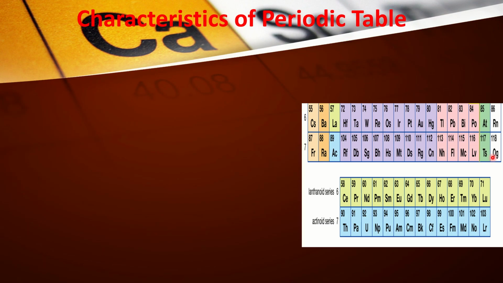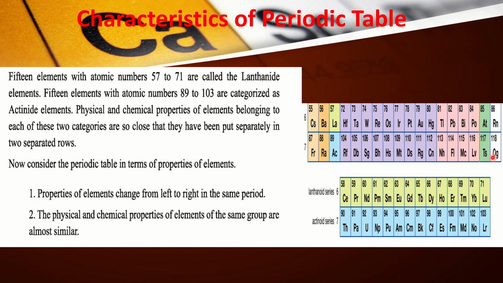Now, look, 15 elements with atomic number 57 to 71 are called the lanthanide elements. Look here, from 57 to 71, 57 lanthanum, and from 58 to 71, these are also the elements of group 3 and period 6. All these elements are called lanthanide elements.